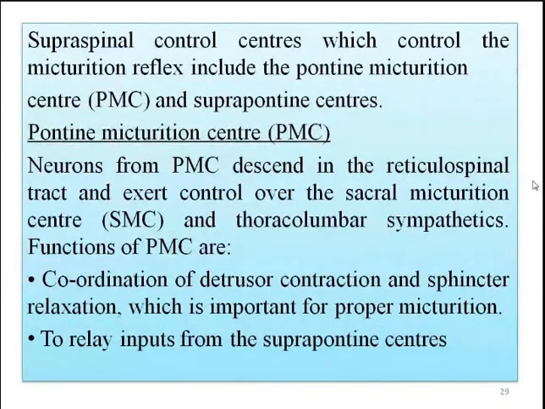Now, supraspinal control centers which control the micturition reflex include the pontine micturition center and suprapontine centers. Neurons from the PMC descend in the reticulospinal tract and exert control over the sacral micturition center and thoracolumbar sympathetics. Functions of the PMC are coordination of detrusor contraction and sphincter relaxation, which is important for proper micturition, and to relay inputs from the suprapontine centers, that is above the pons, from the cerebral cortex.